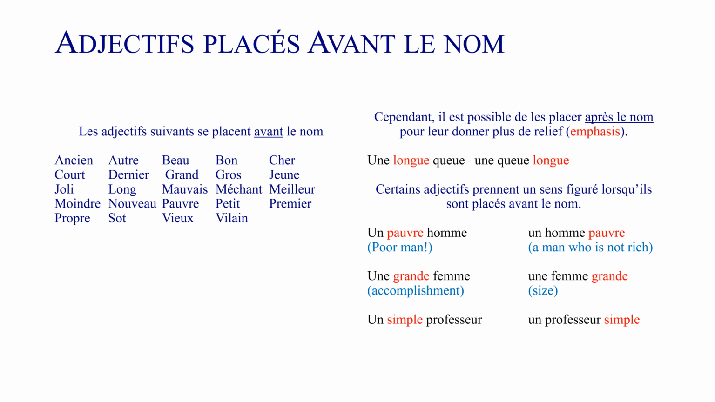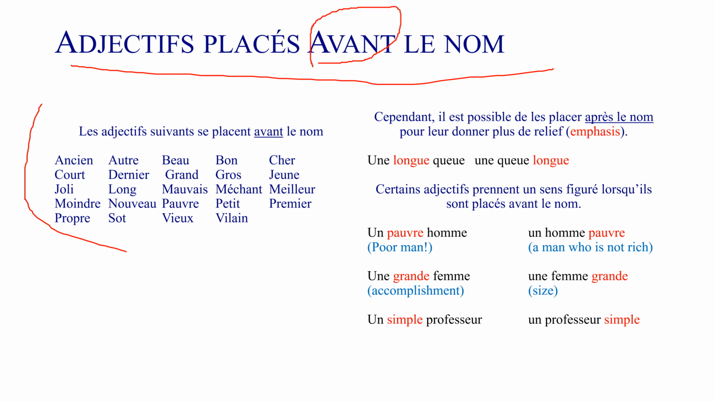Now, let's look at adjectifs placés avant le nom, adjectives placed before the noun. So the following adjectives here are usually positioned before the noun. Les adjectifs suivants se placent avant le nom.